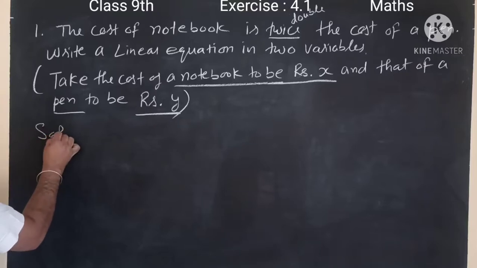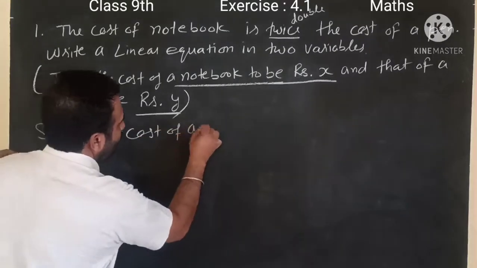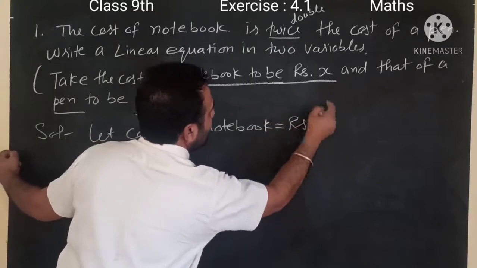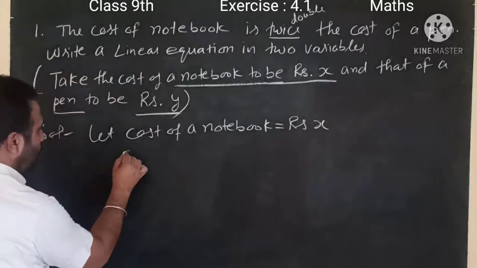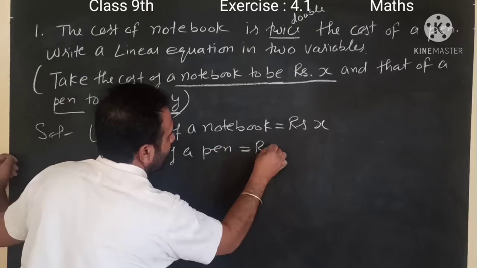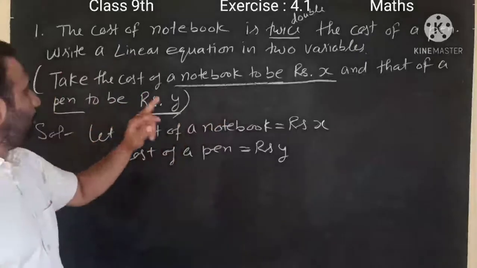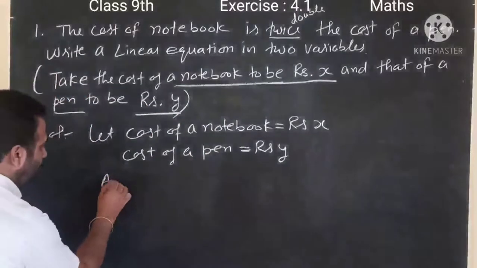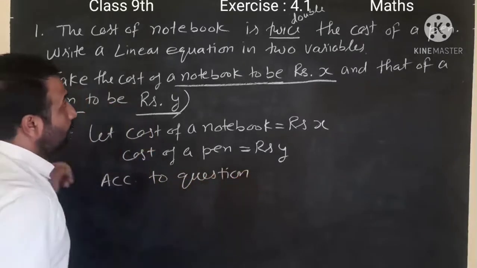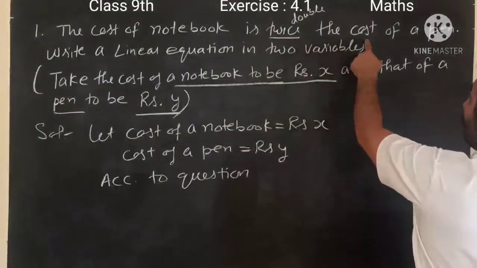So how can we solve? Let the cost of a notebook be rupees x, and the cost of a pen be rupees y. Cost of notebook is x, and cost of pen is y. According to the statement, according to the question. So what is our question? The cost of a notebook is twice the cost of a pen.